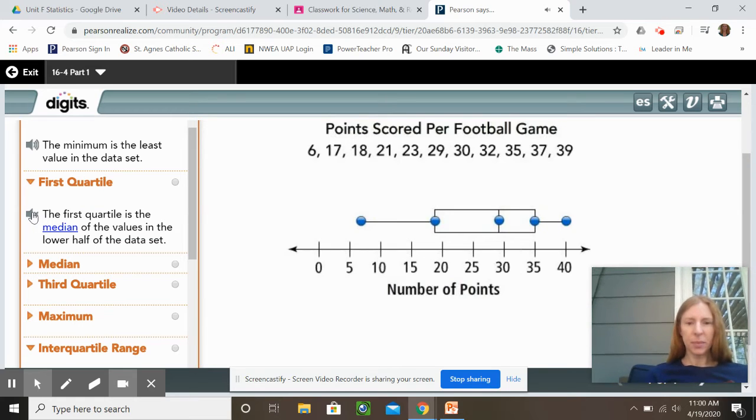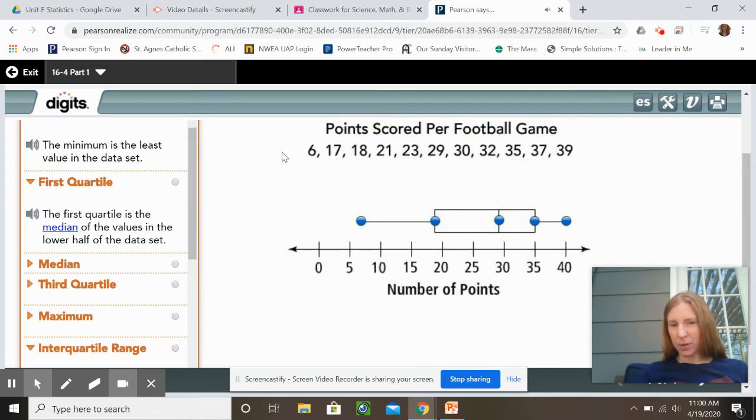The first quartile is the median of the values in the lower half of the data set. So did you see how we've arranged the numbers from least to greatest? That median is 29. That means it is right in the middle. So if you were going to find the first quartile, you're finding the median of that first half. So you're finding the median between the 6 and the 29.